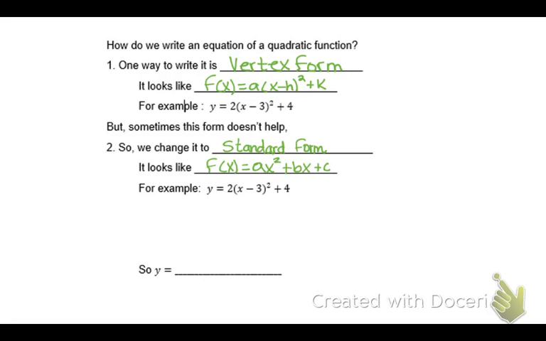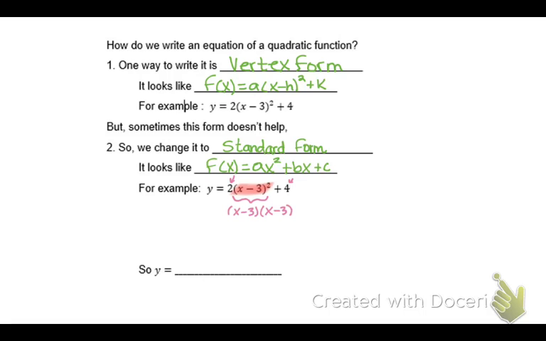So in order to change the vertex form of a quadratic to standard form, we need to begin by looking at what's inside of my parentheses and the exponent. So we have x minus 3 squared, the 2 out here and the plus 4. We are going to take care of them later. So remember, x minus 3 squared is the same as x minus 3 times x minus 3.